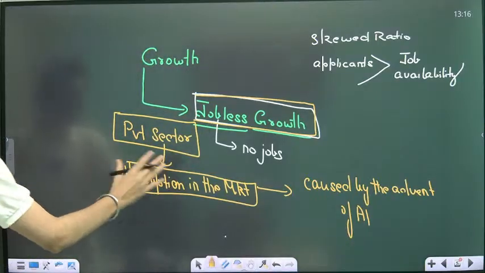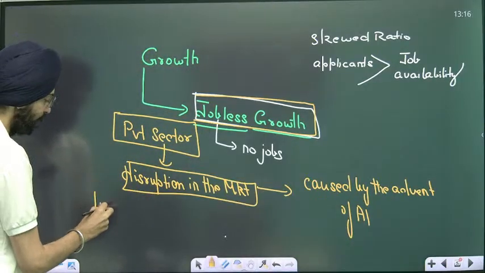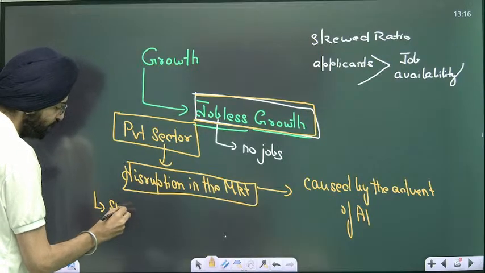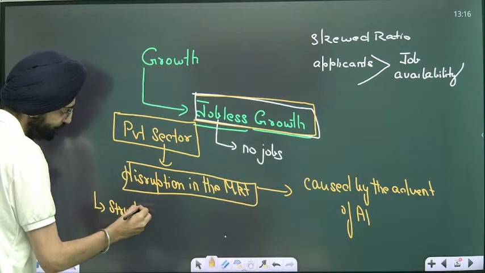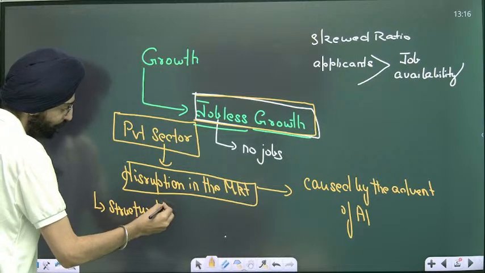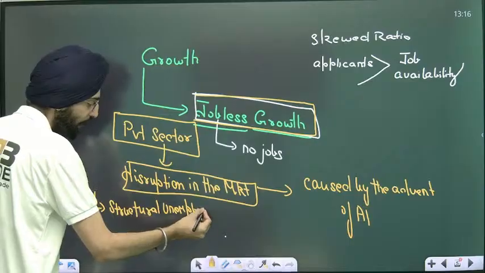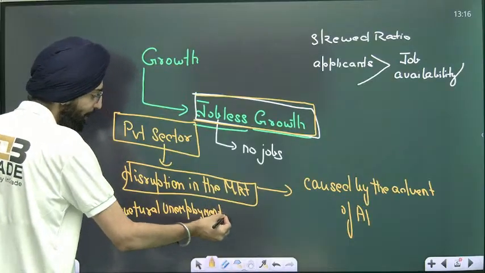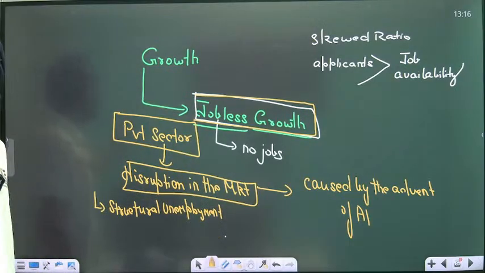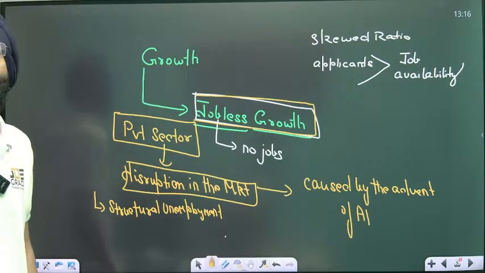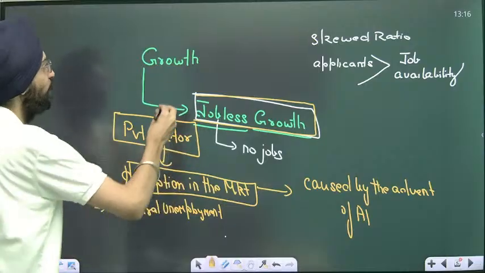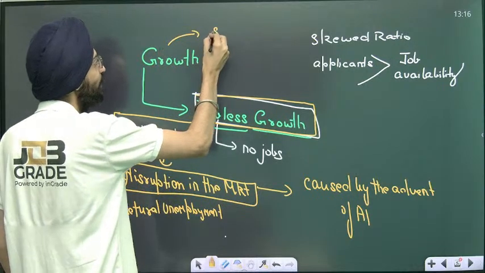Again, what we call this is nothing but structural unemployment. What's structural unemployment? It's unemployment that's been caused by the advent of a new technology, and people do not know how to use that. What we say in economics is there is a skill deficit out there.